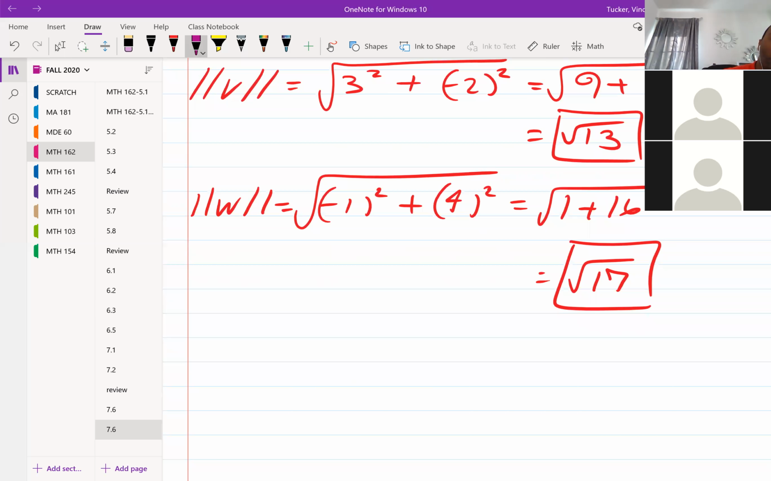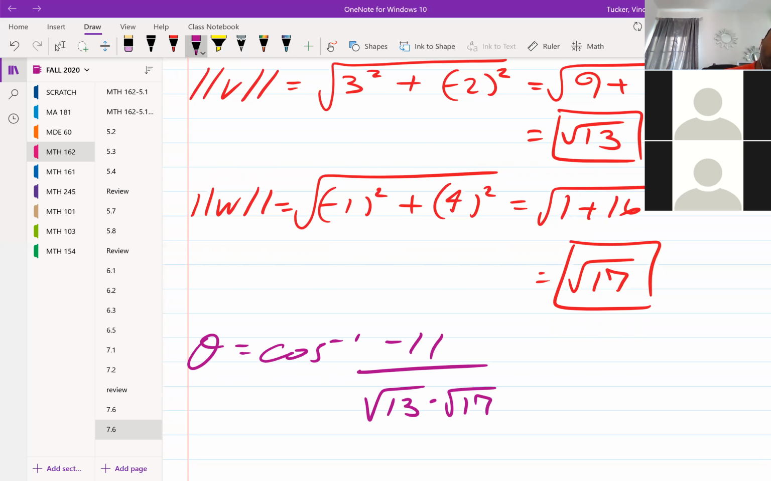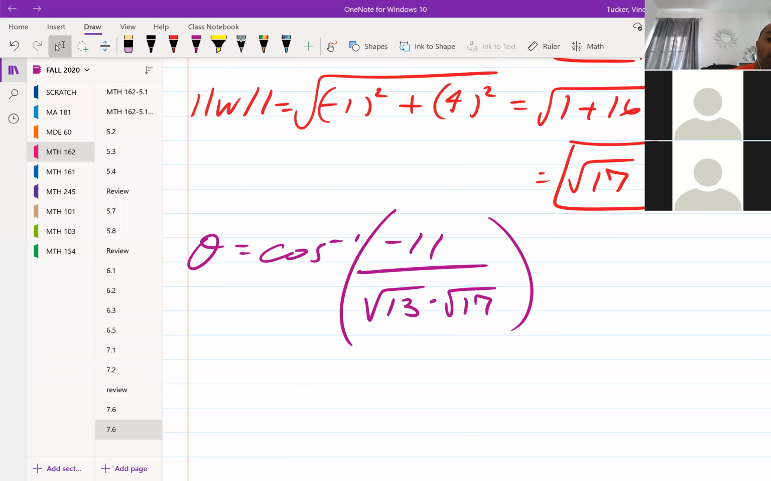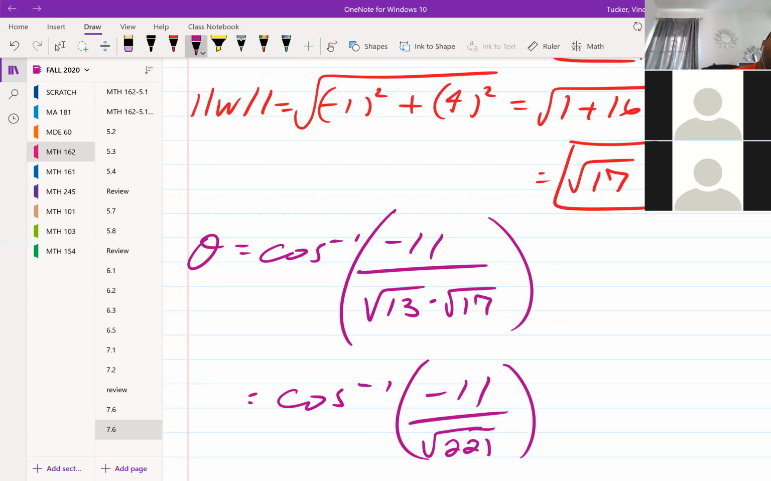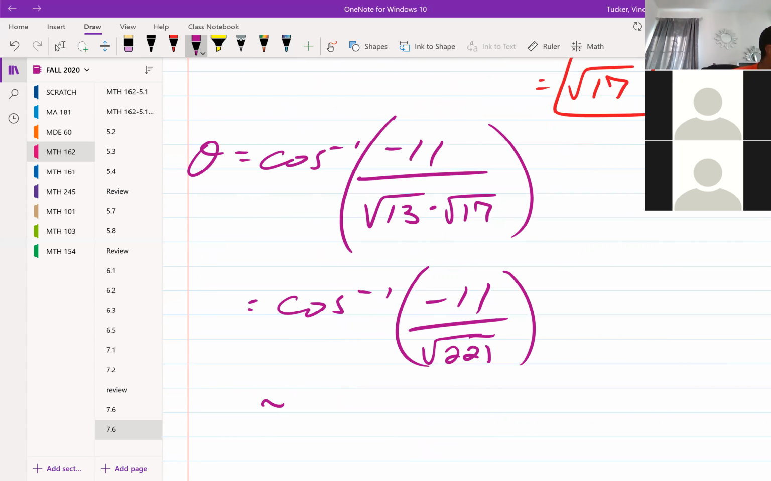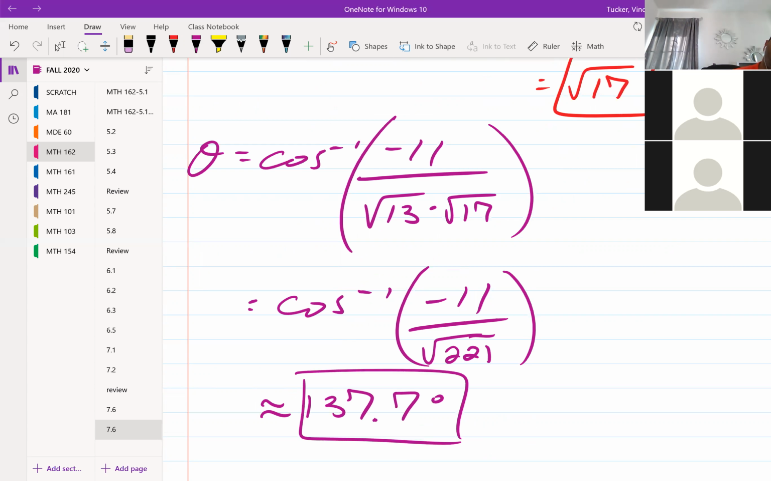All right, so theta is going to be cosine inverse of negative 11 over square root of 13 times square root of 17. So throw that in your calculator. I guess we could multiply that together. That'd be negative 11 over square root of 221. Yeah, 221. And that will be approximately 137.7. Make sure your calculator is in degrees.